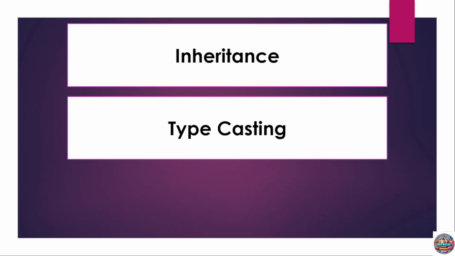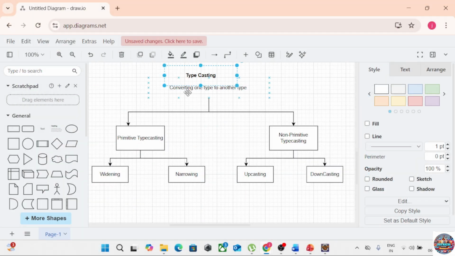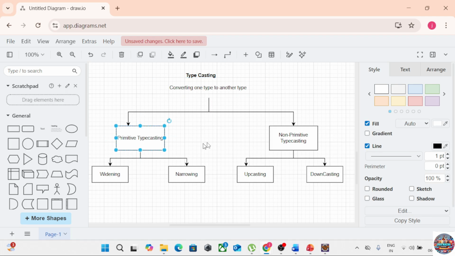Now let us understand the concept of typecasting. Typecasting plays an important role in our entire Java concepts, especially when you are making relations between multiple classes through inheritance. When you are performing parent and child relations, typecasting plays an important role. Typecasting means converting one type to another type. Here typecasting is of two types: one is primitive typecasting, another one is non-primitive typecasting.